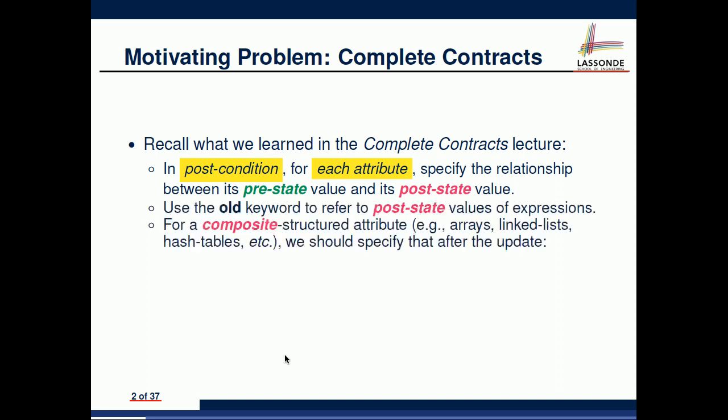And especially, what about composite valued attributes? Let's say the attribute I want to modify is an array. What should I say about the attribute? Let's say there's an array, and I only want to modify one particular slot of the array. How should I phrase the postcondition?